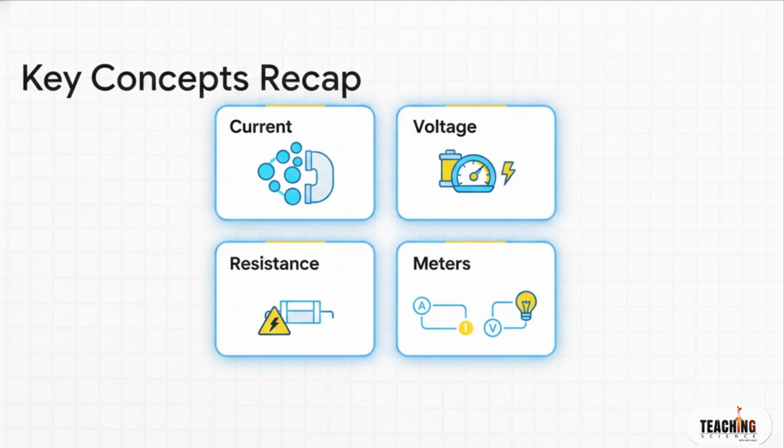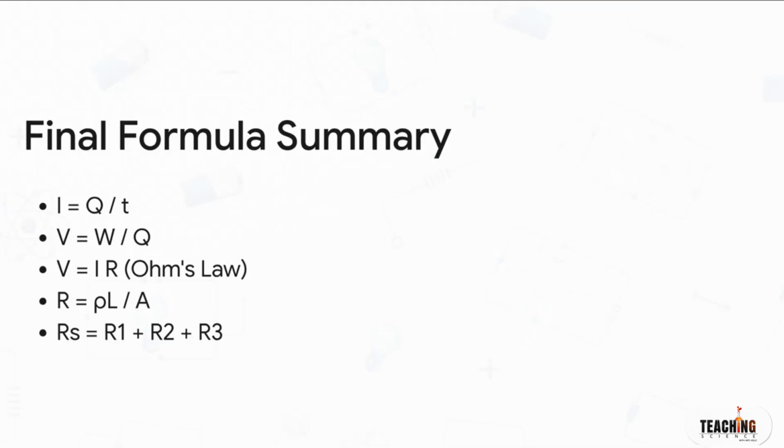Ammeters are always connected in series to measure current, and voltmeters are always connected in parallel to measure voltage. And here is your ultimate formula cheat sheet. You really want to lock these into your memory. I equals Q over T. V equals W over Q. Good old Ohm's law. V equals I times R.